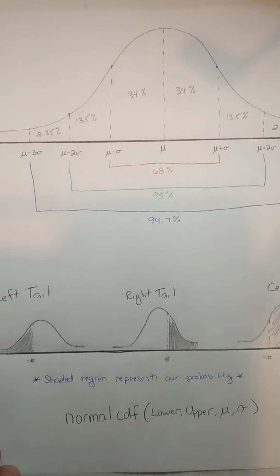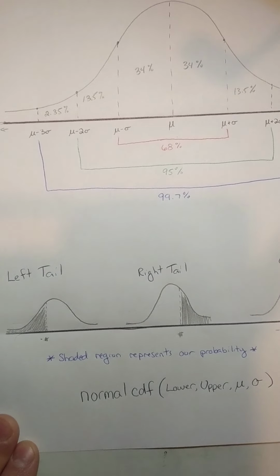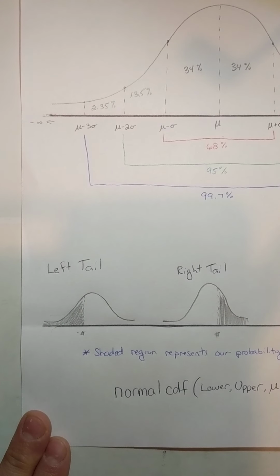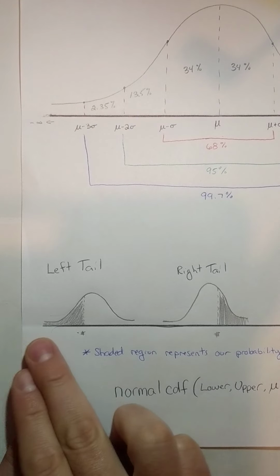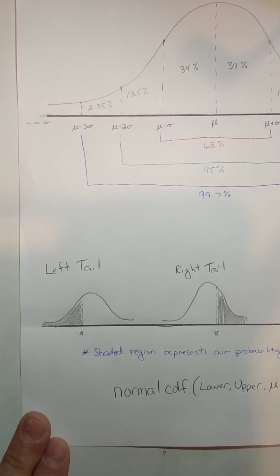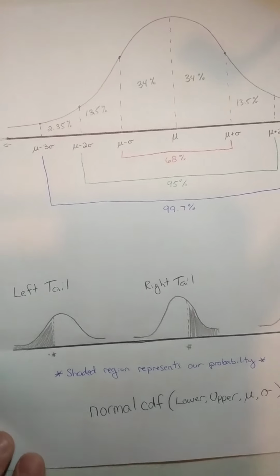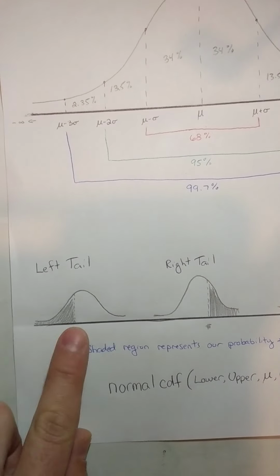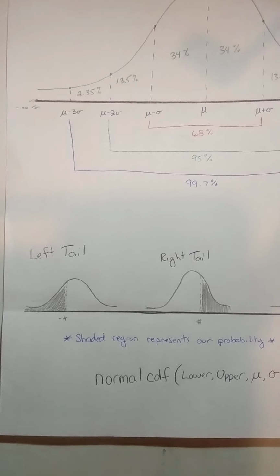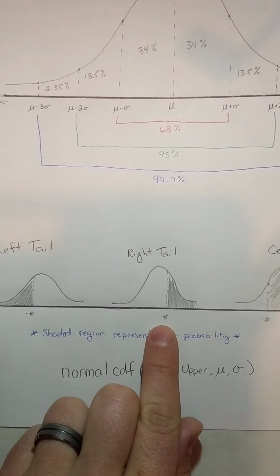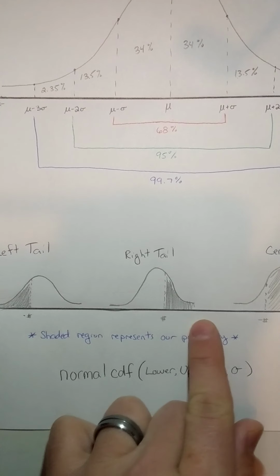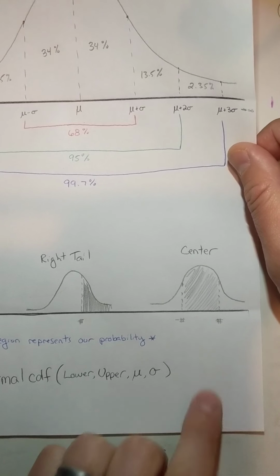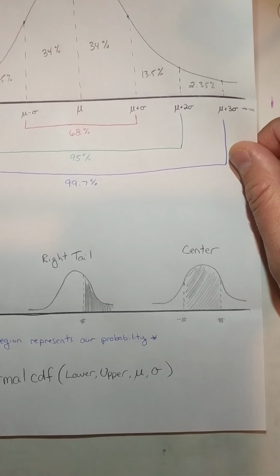Now, when working with these probabilities, we're going to have three general options. The first one is called a left-tailed distribution. That means that we are going from negative infinity all the way up until a number. So if I wanted something less than, then that means that I want something less than a certain value. That's a left tail. If I wanted something greater than, then I'm going to start at this value and then go to positive infinity. If I wanted to be between two values, that will give me a center distribution.